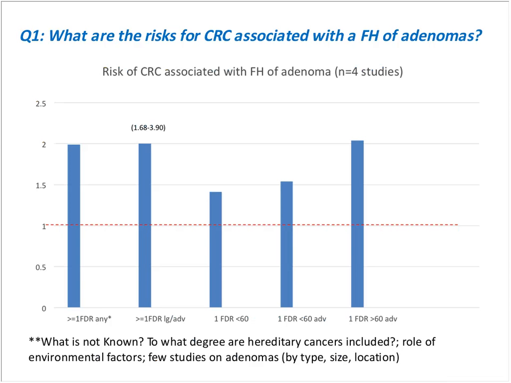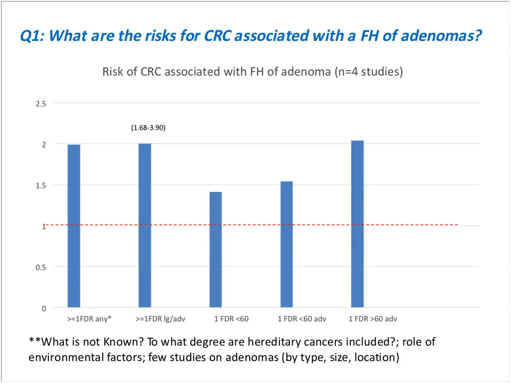And again, these are relative risks, so these are relative to individuals that do not have a family history of adenomas or colon cancer. So the risk is about the same if you have 1 first-degree relative with a large or advanced adenoma, a little bit less for a relative under 60, but it's higher if you have a relative under 60 with an advanced adenoma or over 60 with an advanced adenoma.